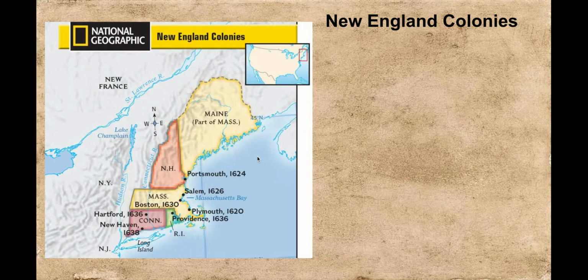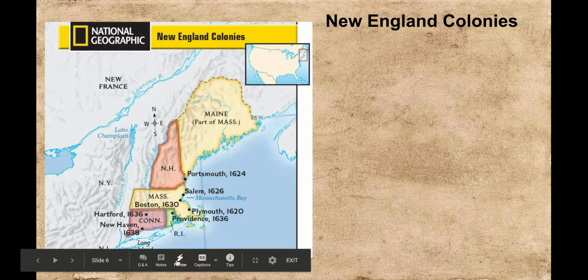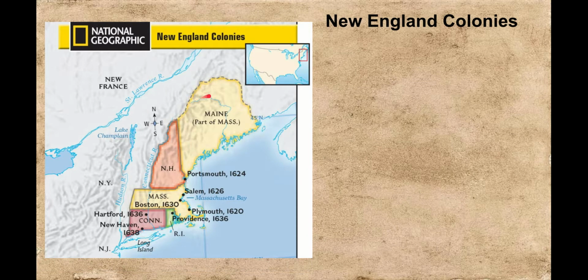So let's take a look at each of these regions individually. At the very north of these 13 colonies was what were known as the New England colonies. These colonies included, of course, Connecticut, Rhode Island, Massachusetts, and New Hampshire. And the big chunk of land up here that would one day become Maine was also Massachusetts colony.